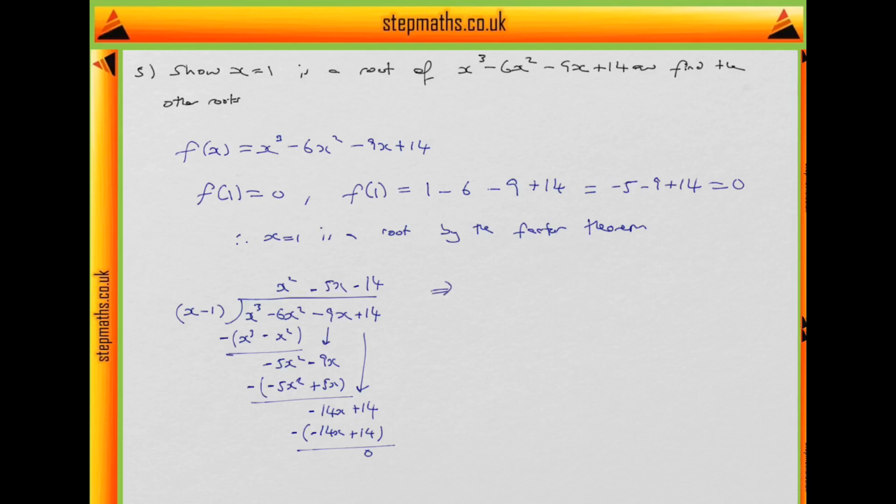So this tells us that f of x is equal to x minus 1 times x squared minus 5x minus 14, which we see factors to give us x minus 1 times x minus 7 times x plus 2, which tells us the roots are x equals 1, x equals 7, or x equals minus 2.